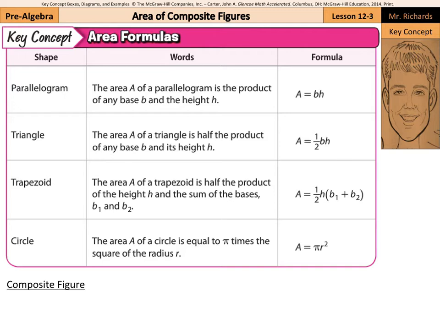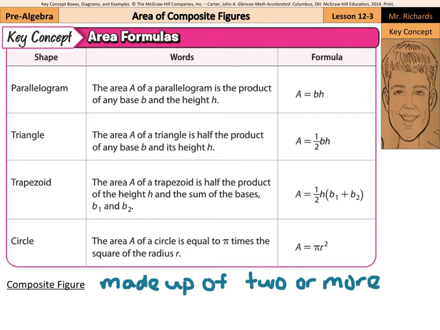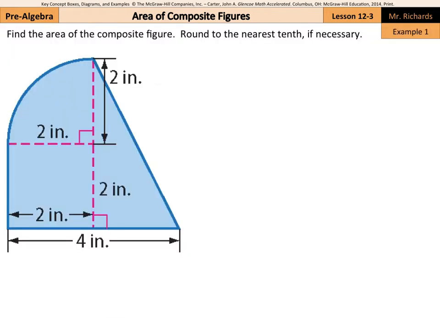And so composite figures are made up of two or more shapes. What we're going to do to find the area of composite figures is break down the composite figures into shapes whose areas we know how to find. And then we'll add up those areas. So find the area of the composite figure and round to the nearest tenth if necessary.